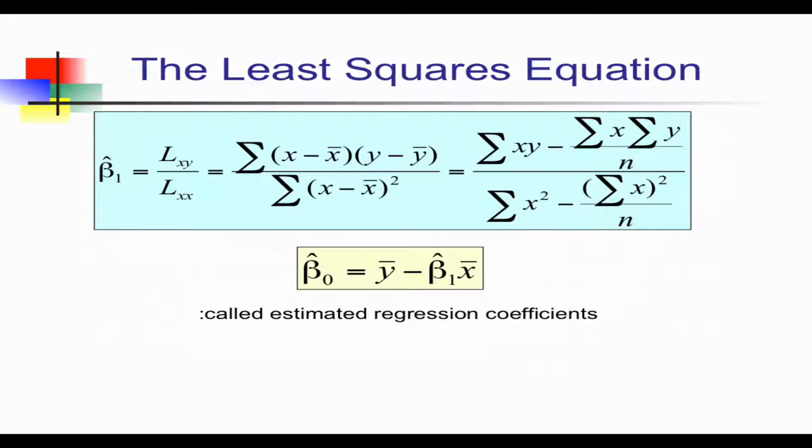Once you have the beta 1 hat estimate, for beta hat 0 you can just plug in beta hat 1, and that equals y bar minus beta hat 1 times x bar. So that is beta hat 0. Those two estimates are called the least square estimates.